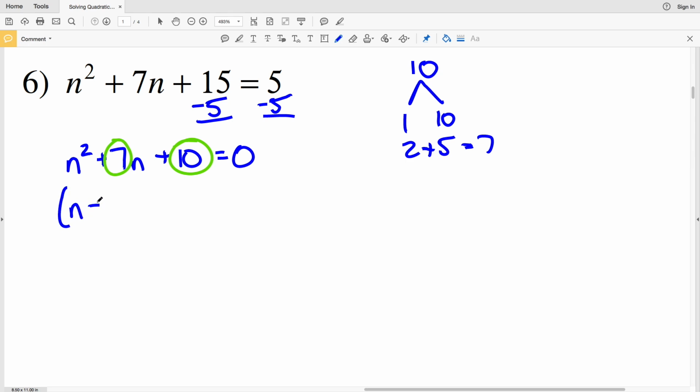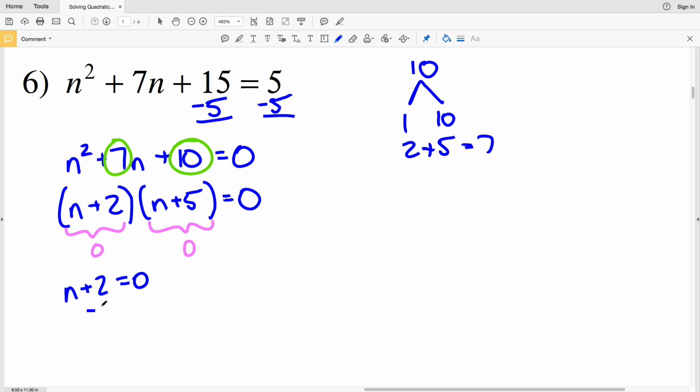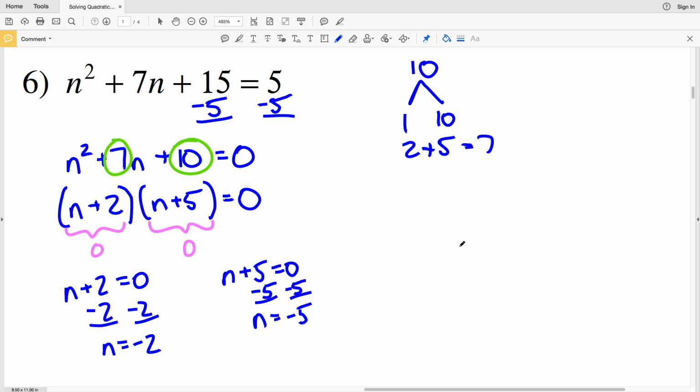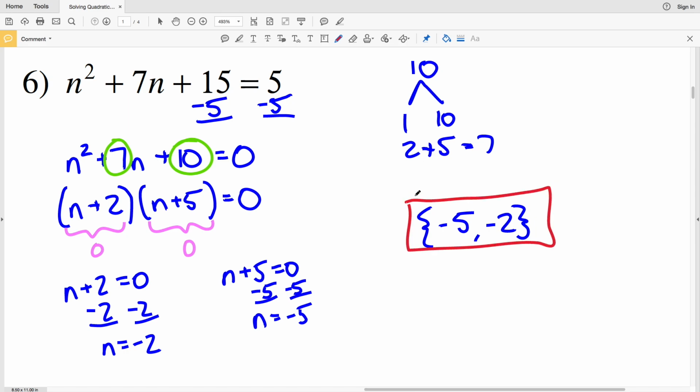So I'll have n plus 2 and n plus 5 equal to 0. So that means that n plus 2 is equal to 0, or n plus 5 is equal to 0. So if n plus 2 equals 0, I'll subtract 2 from both sides to get that n is equal to negative 2. If n plus 5 equals 0, I'll subtract 5 from both sides to get that n is equal to negative 5. So my solutions in number 6 are negative 5 and negative 2. Both of those are solutions to the quadratic in number 6.